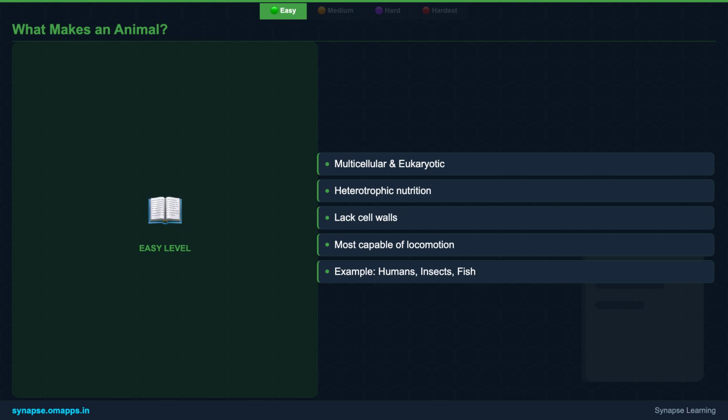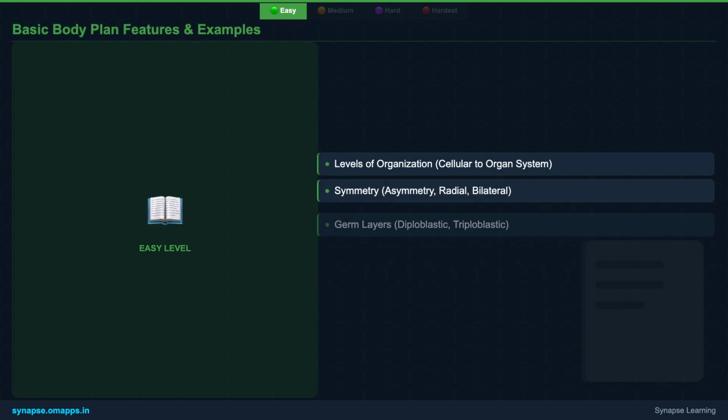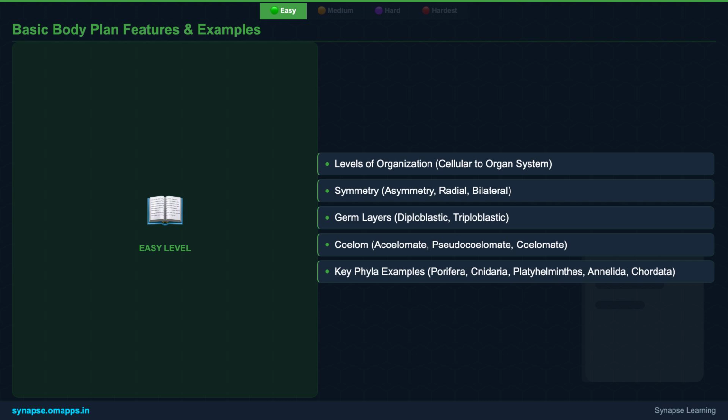We also introduce the basic concept of organization levels, from simple cellular aggregates to complex organ systems, setting the stage for understanding diversity. Now, let's delve into the fundamental features that shape animal body plans. We'll look at symmetry. Is it asymmetrical like a sponge, radially symmetrical like a jellyfish, or bilaterally symmetrical like us? Next, germ layers. Are they diploblastic with 2 layers or triploblastic with 3, determining organ complexity? And finally, the coelom, or body cavity. Is it absent, a false pseudocoelom, or a true coelom?